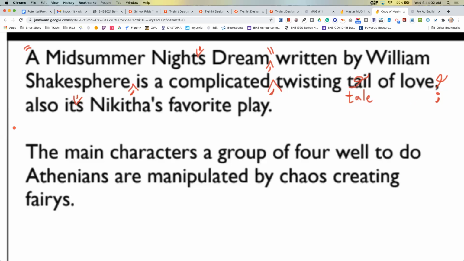Okay, the last one is a misspelling of a name. And we already said it's not Nikita, so whose name is misspelled here? Yeah, right. This says Shakespeare. I don't know who that is, but it's not a famous author. So that is incorrect. His name is Shakespeare, not Shakespeare.